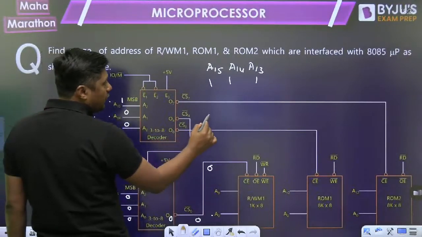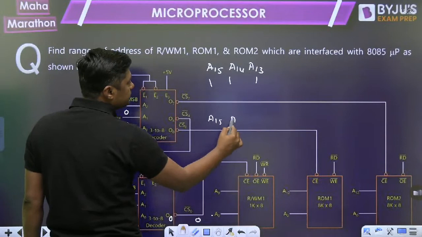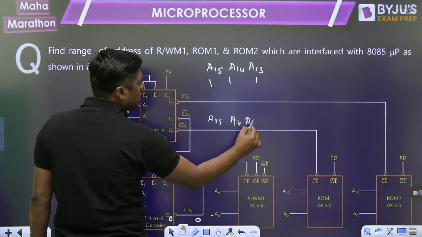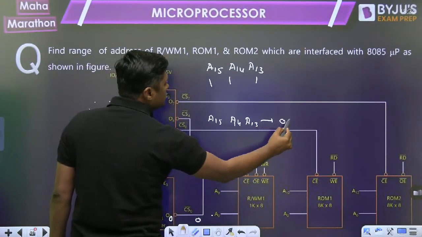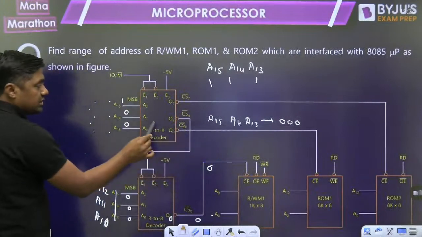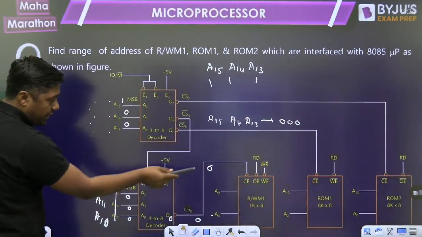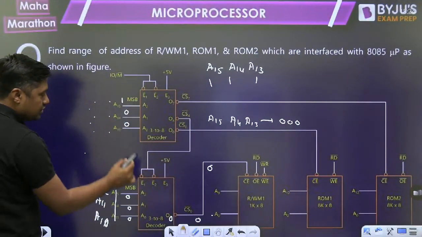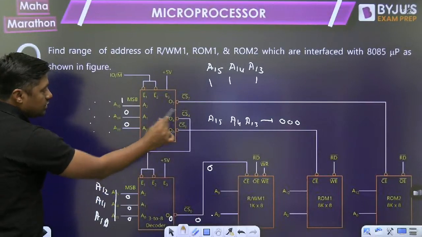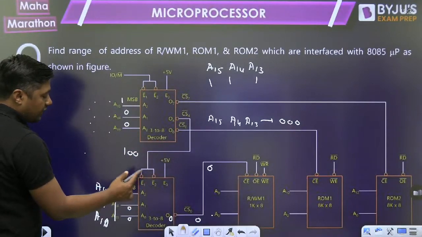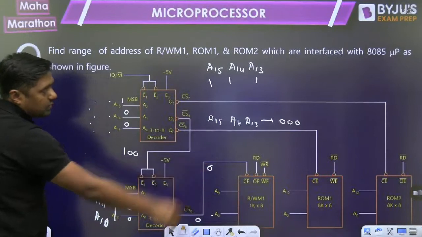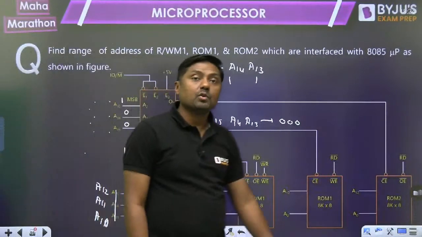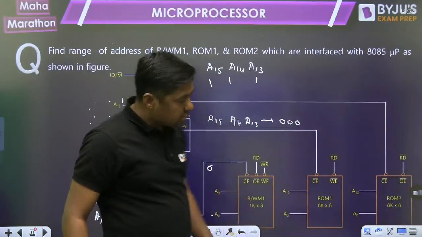So what are A15, A14, A13? It will be 000. When it is 000, that particular chip is selected. When it is 100, this decoder output is selected, then after that the next one is selected and so on. In this way, we can find the range. Finally, I am going to give the answer for this question.